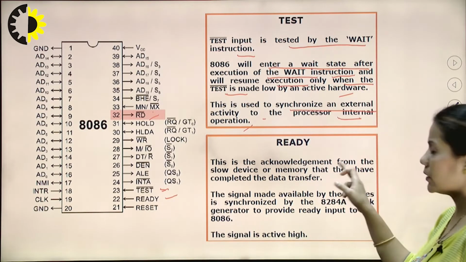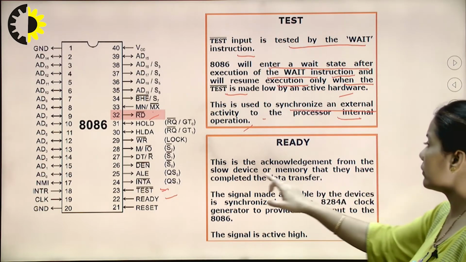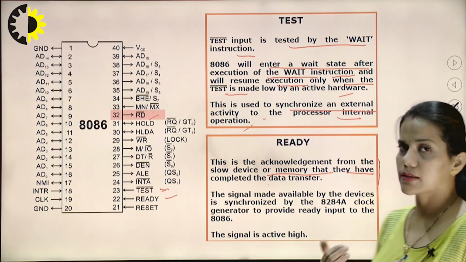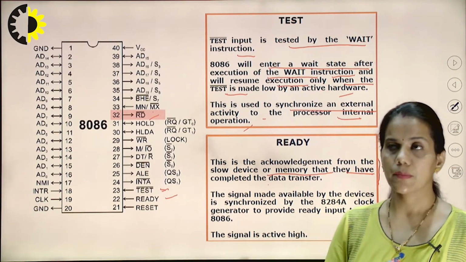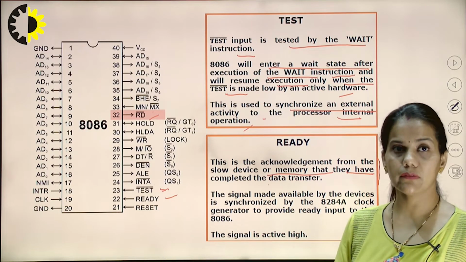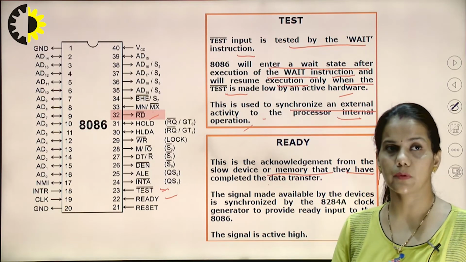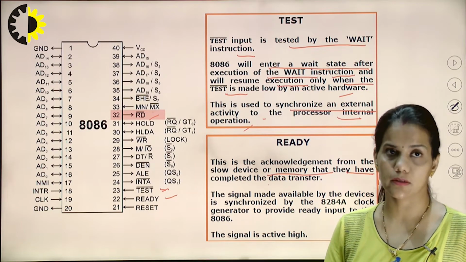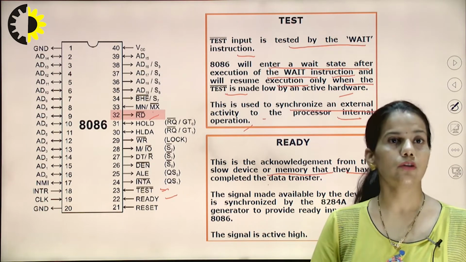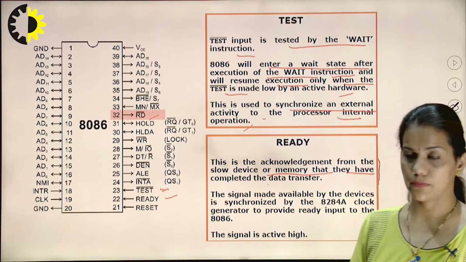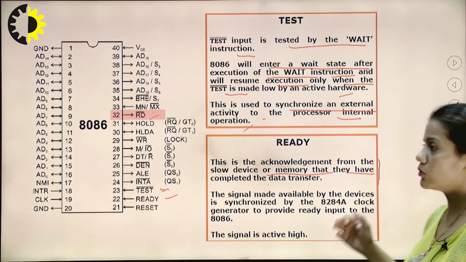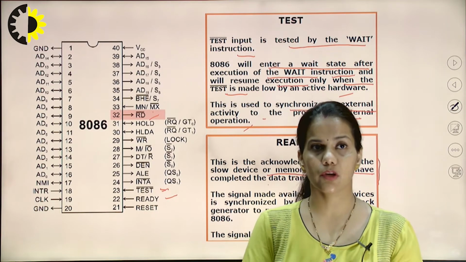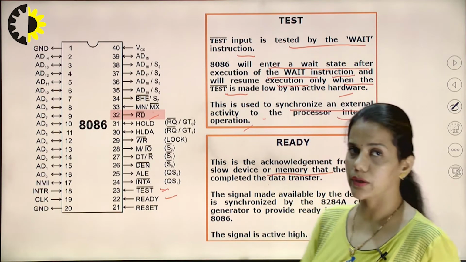This is the acknowledgement from the slow device or the memory that they have completed the data transfer. So as I have already discussed while teaching 8085, whenever we connect peripherals with the microprocessor, those peripherals may not be as fast as the microprocessor. So to synchronize with the slow peripherals, this pin is used. This is the acknowledgement from the slow device that it is ready to establish communication with the processor or to make the data transfer.